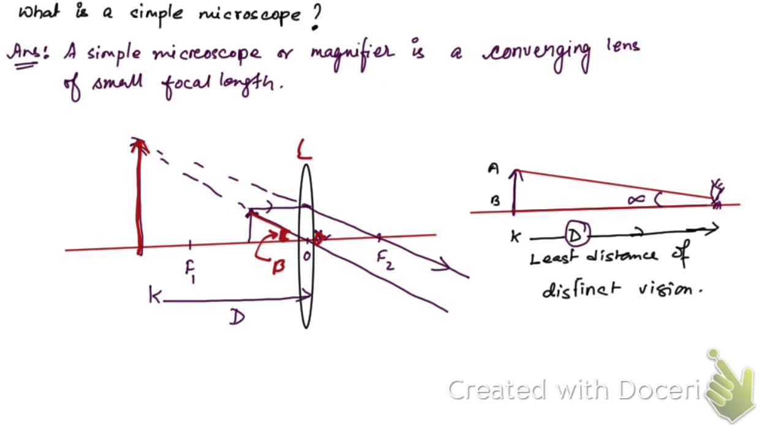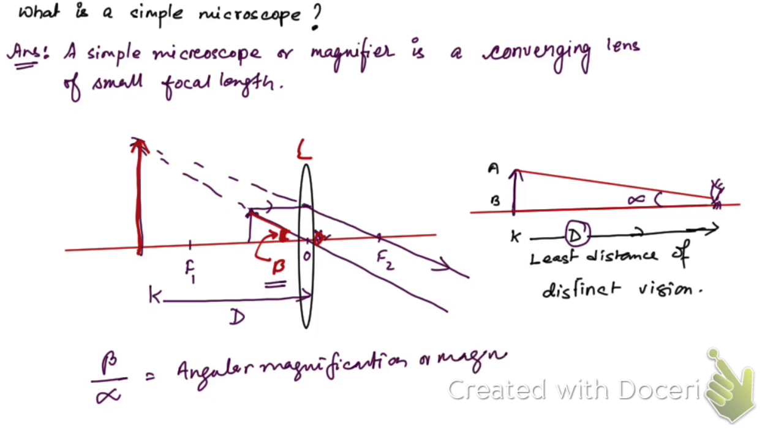Now the ratio of these two angles, beta and alpha, is the angular magnification, also called the magnifying power.